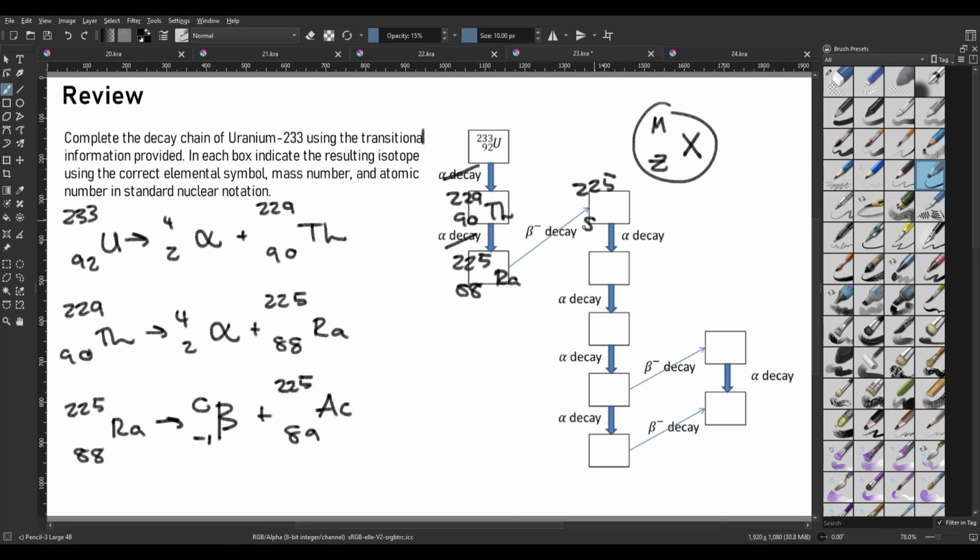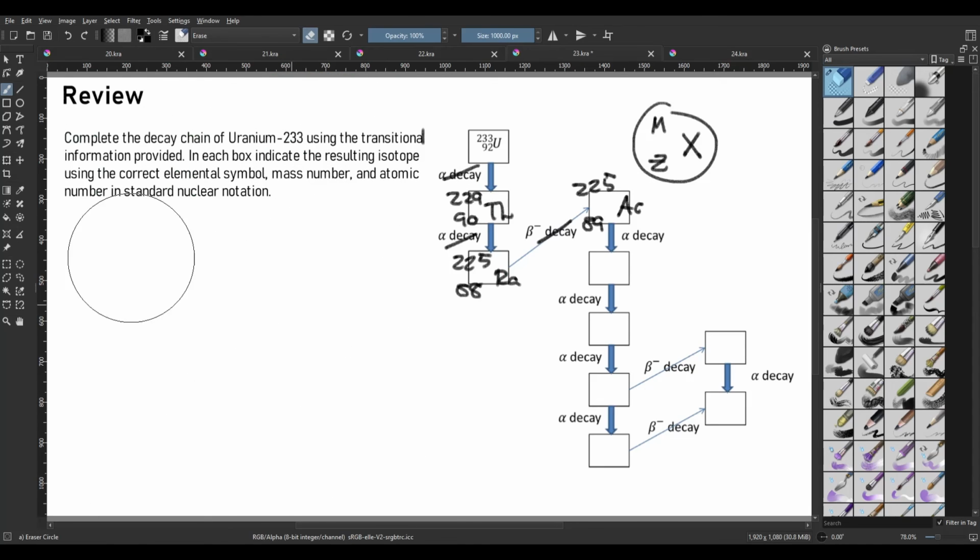225, 89, AC. There's that one. We're going to go ahead and erase these. So we did the first few decays, so we get the idea of how a decay chain works. So I'm going to go ahead and plot through the rest of these as it gives me.